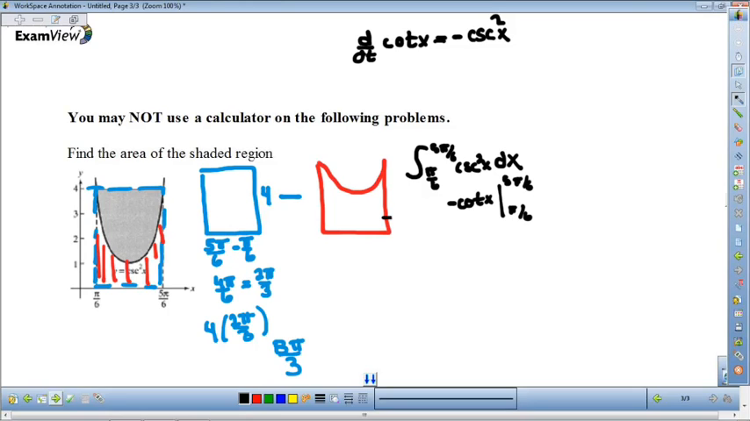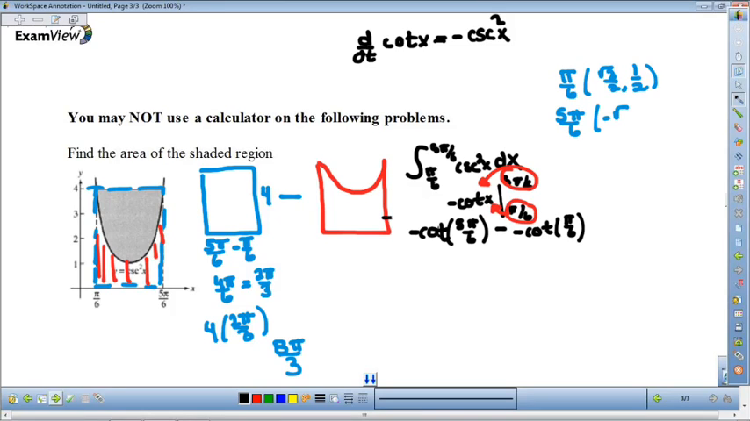And I'm going from pi over 6 to 5 pi over 6. So I'm going to substitute the 5 pi over 6, and substitute the pi over 6. So I need to know what cotangent of 5 pi over 6 is. So I know that at pi over 6, the point is square root of 3 over 2 and 1/2. At 5 pi over 6 is negative square root of 3 over 2 and 1/2.